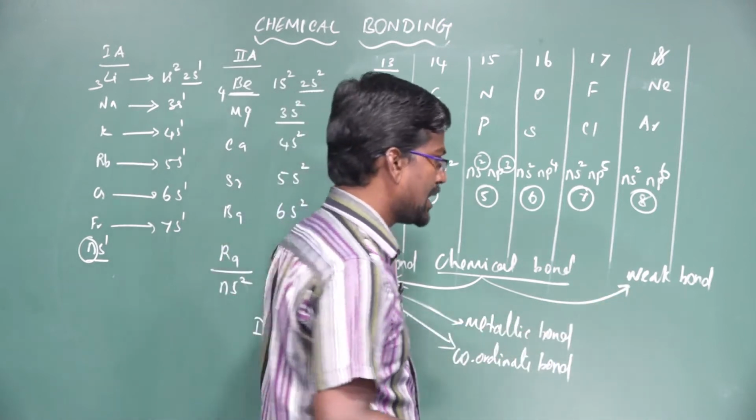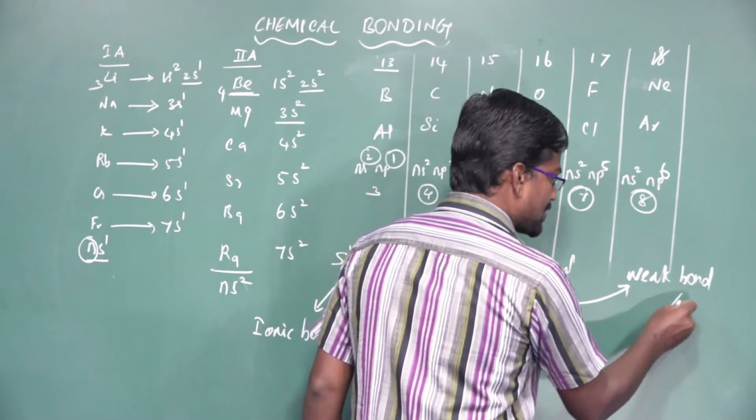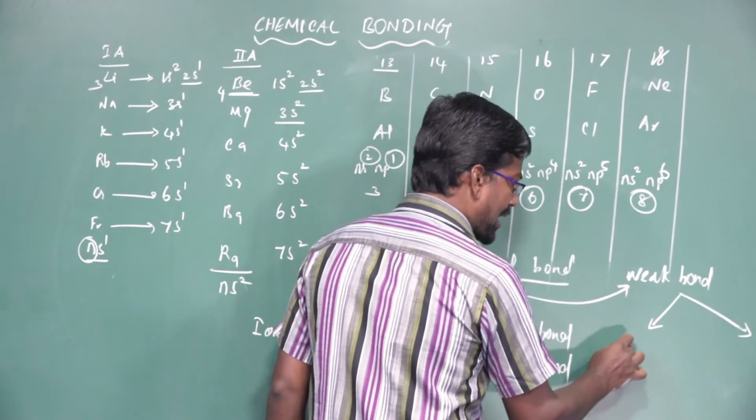Another is a weak bond. The weak bond consists of two types. One is hydrogen bonding.